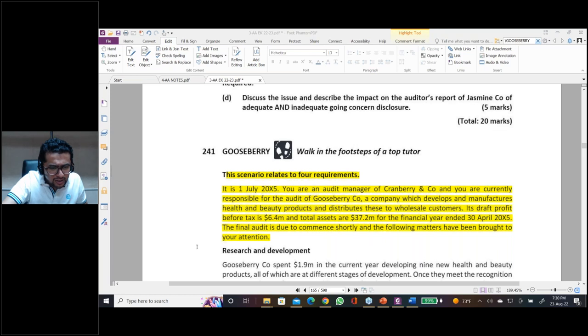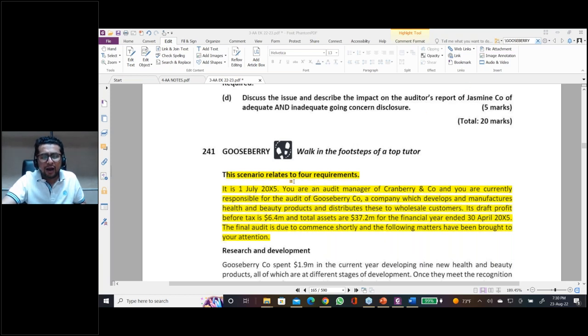Is there any question on subsequent events? Yes, if you want to prepare the topic called subsequent events, you need to work on the textual understanding of subsequent events from the book. Within the Kaplan kit or BPP kit, you will not find any long question on subsequent events. So if you want to prepare questions on subsequent events and going concern, you need to focus on the study text.